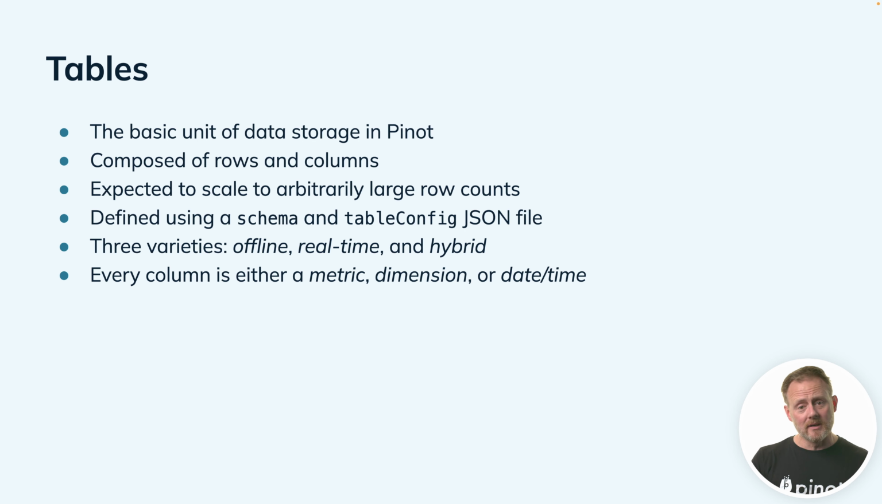Now, between the schema and the table config, when you're describing the columns in the table, it's noteworthy that every column, because this is an analytics database, is either a metric or a dimension. And there's a special kind of dimension called a date time. And every table needs at least one date time column. So fundamentally, everything is either something you're trying to measure that'll probably show up in an aggregation somewhere at some point, or some dimension by which you might filter or group that metric. So every column is either a metric, a dimension, or a date time.